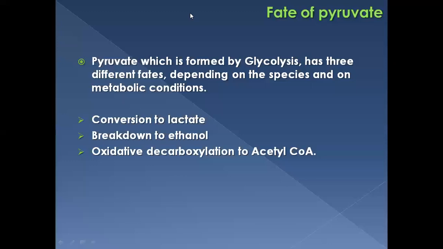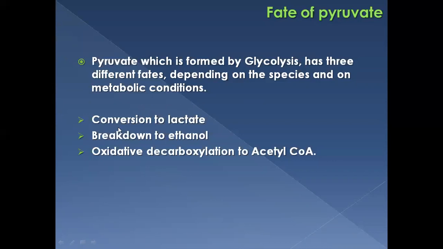Well, in today's class, let us discuss the fate of pyruvate, that is your pyruvic acid. Pyruvate, which is formed by glycolysis, has 3 different fates. In the sense, the pyruvic acid or the pyruvate can in turn be converted to 3 different forms, which literally depends on the species as well as the metabolic conditions.